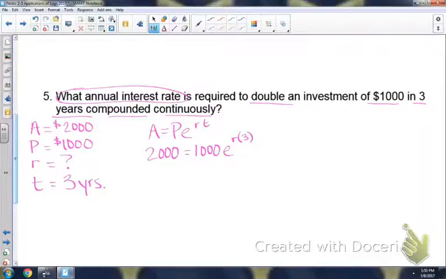Okay, so notice we're solving for an exponent again. So we're going to need to isolate the base with the exponent, which is the base is E. So we're first going to need to divide by 1,000 on both sides. So you get 2 equals E. I'm going to go ahead and write that instead of R times 3. I'm going to write that as 3R.